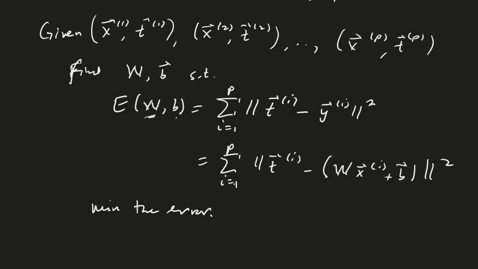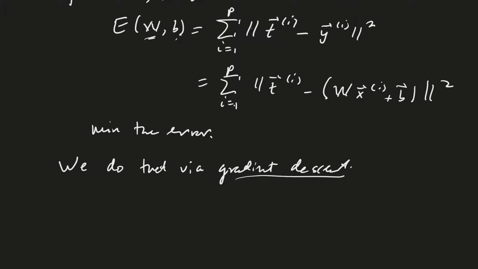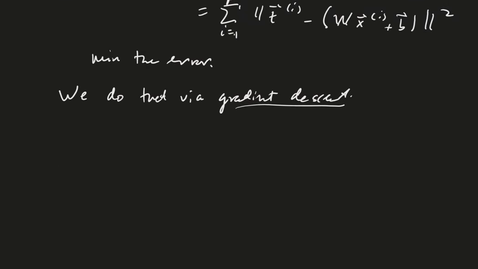And how are we going to minimize the error? We do that via gradient descent. Or we can, of course, there are other methods to do it. Before we go into gradient descent, however, there is another method I want to talk about, and that is Widrow-Hoff learning.